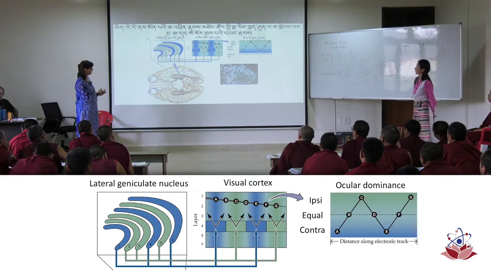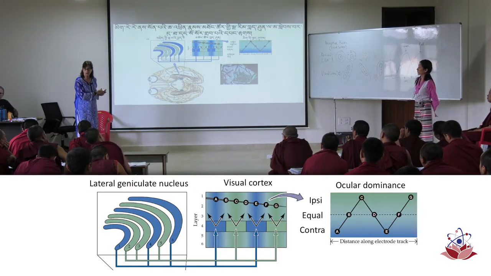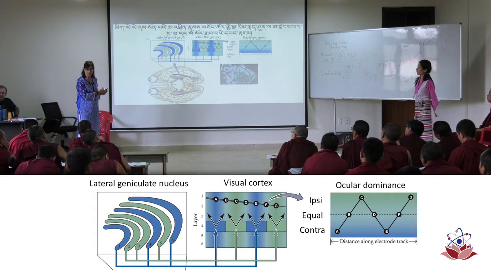Remember, I told you that there are 6 layers in the human lateral geniculate nucleus.